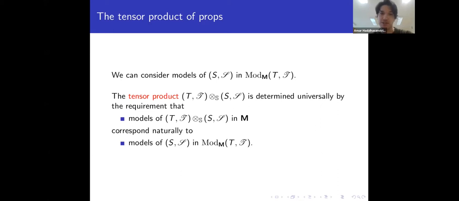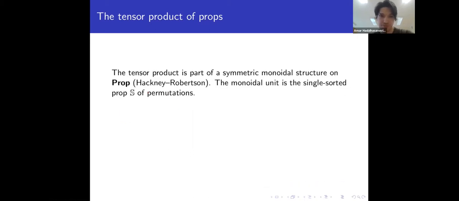Because this is actually going to be a symmetric tensor product, this is going to also be, up to natural isomorphism, the same as models of T in the category of models of S. The tensor product is part of a symmetric monoidal structure on props. This has been studied by Philip Hackney and Marcy Robertson in a paper from a few years ago, whose monoidal unit is the prop of permutations, the one whose operations with n inputs and n outputs are exactly permutations in an n-element set.